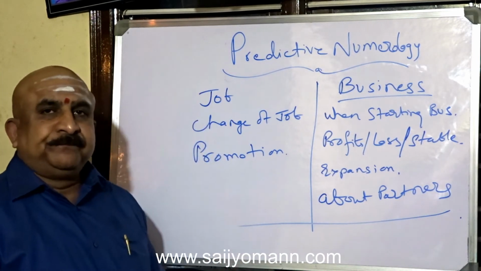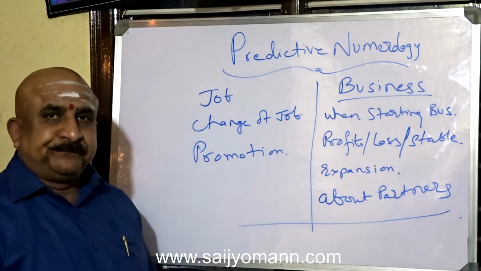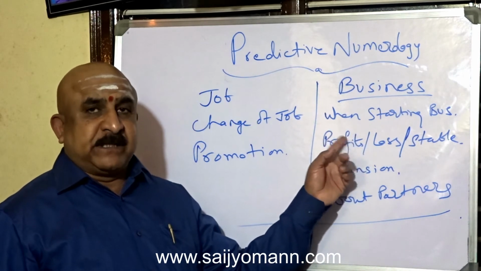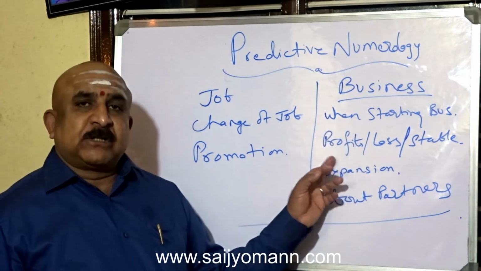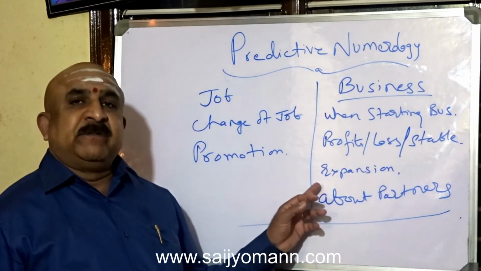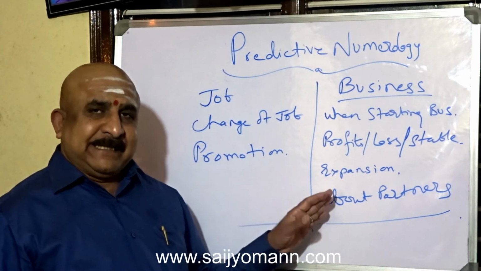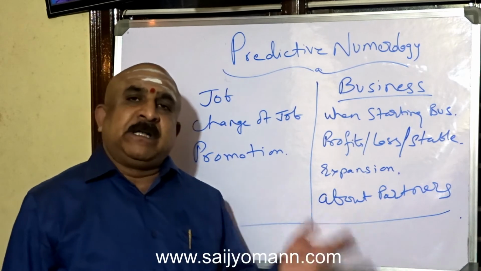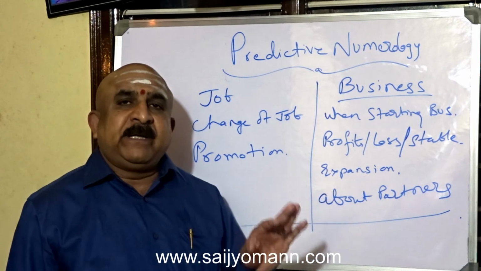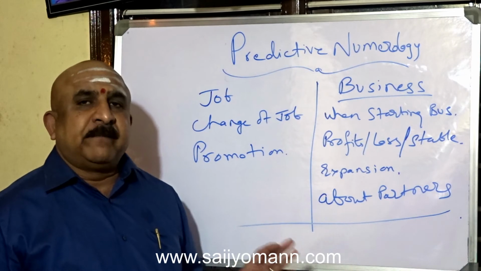One, about the job. If he is not satisfied, the change of the job. If he is satisfied, promotion in the job. Second, business. When he is going to start a business, he or she, whether there will be loss or profit, or when it's going to get stable. Expansion of the business. Will the business be expanded, or whether it's going to stay as it is. About partners. If at all he is going to have some partners, he wants to know about the partners, or how he will work out with the partners, or whether partnership is okay for him or not.